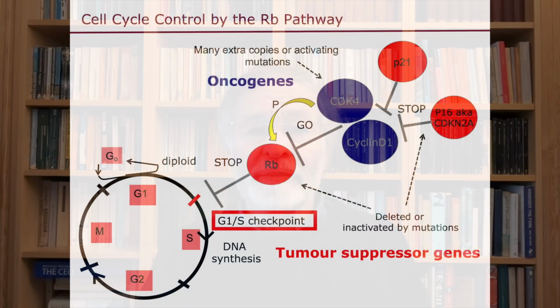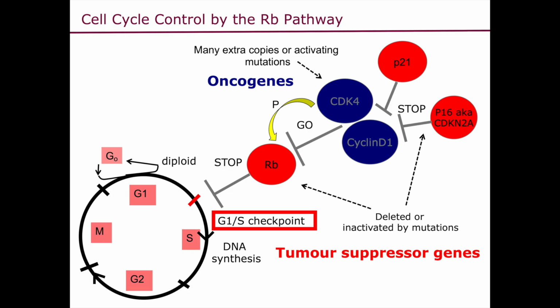So if you want to get a cell to divide too many times, what you do is inactivate either the RB protein or the gene that encodes it, or you inactivate the genes for P21 or P16. Since these are inactivation mutations, they will be tumour suppressor genes, which is why I've put them in red.